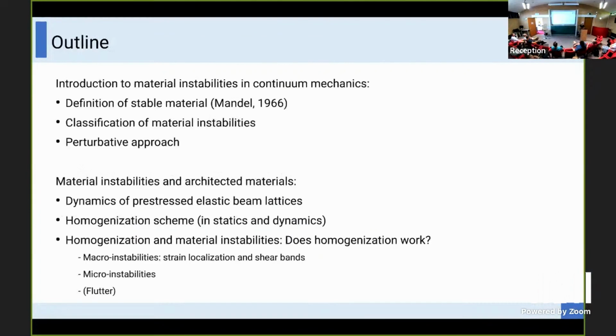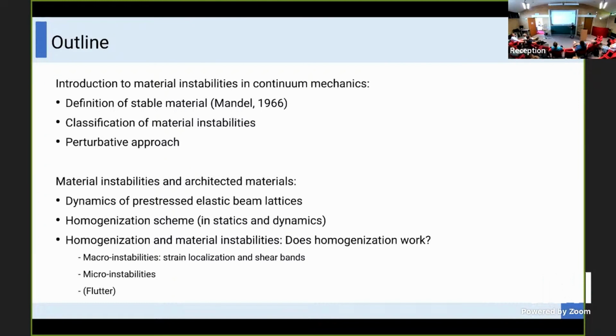Okay, so this is the outline of my talk. It is divided into two parts. In the first part, I will give an introduction to material instabilities in continuum mechanics, for who is not familiar with the subject. So I will give the definition of a stable material in the Mandel sense. And on the basis of this definition, I will give a classification of material instabilities. And then I will introduce the perturbative approach.